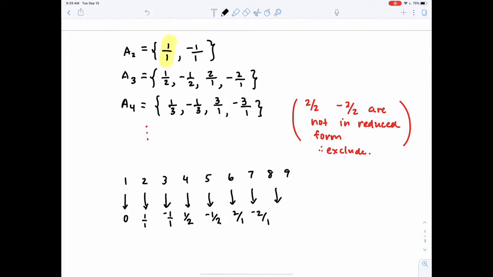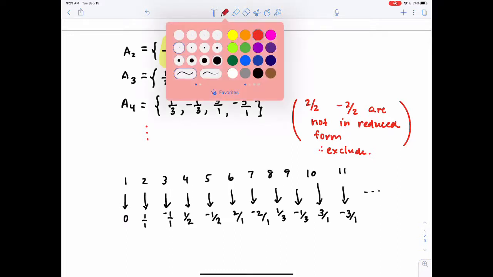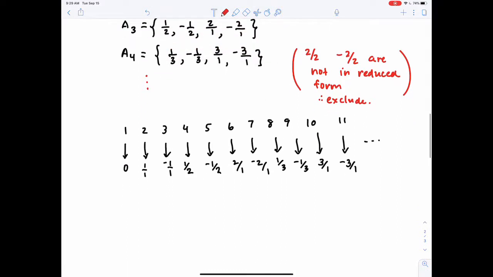So 1/3, -1/3, 3/1, negative 3 over 1. And in this way, I am labeling chunks of numbers. And I always know I'm going to move to the next chunk because each chunk is finite. So I'll always finish labeling one chunk and then continue to the next one.